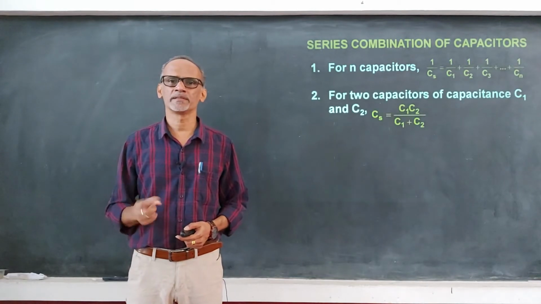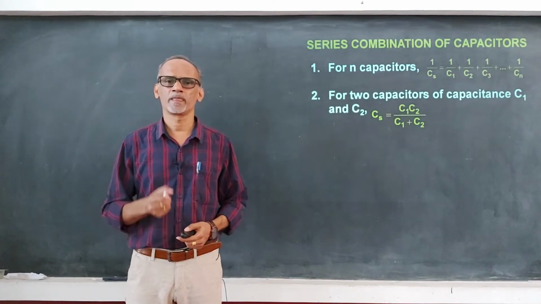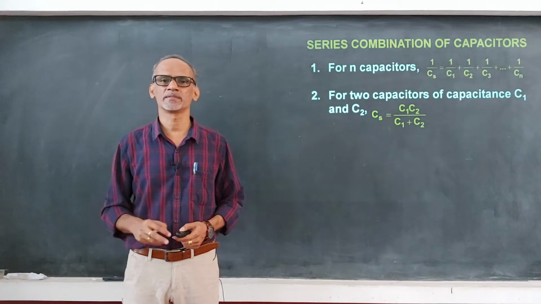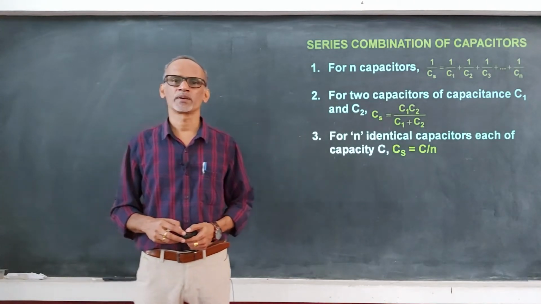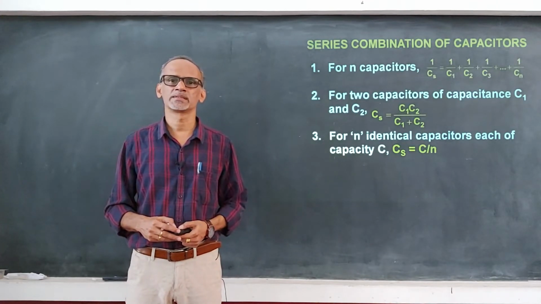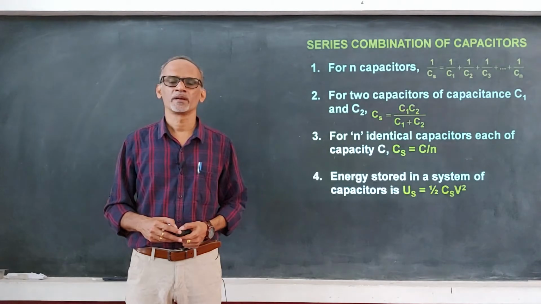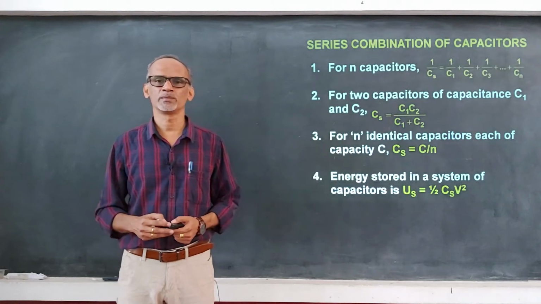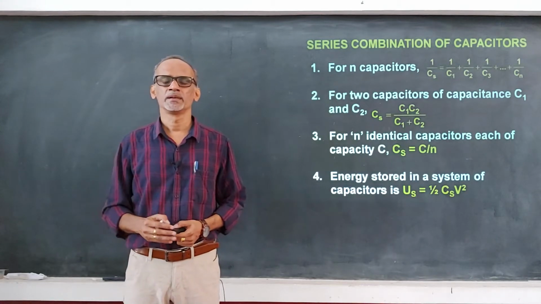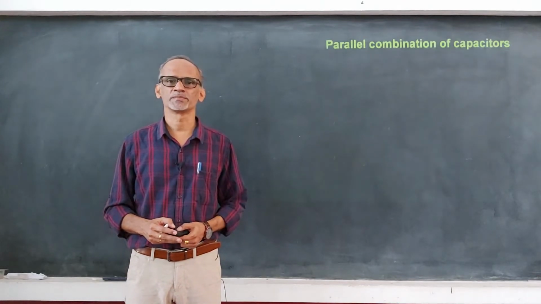For 2 capacitors, we can write straight away the modified version of the previous equation. Cs is equal to C1 C2 by C1 plus C2. For n identical capacitors, Cs is equal to C by n. And the energy stored in the entire combination Us is equal to half Cs V square. So, these are the equations related to the series combination.